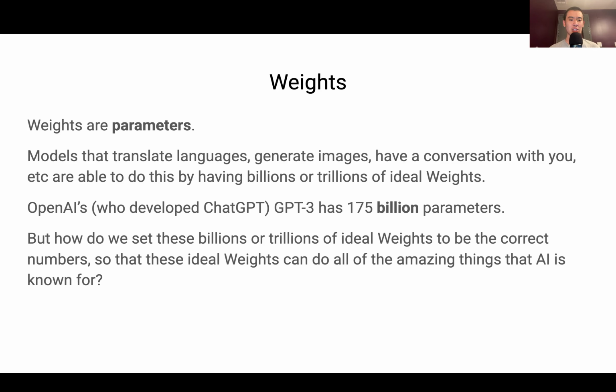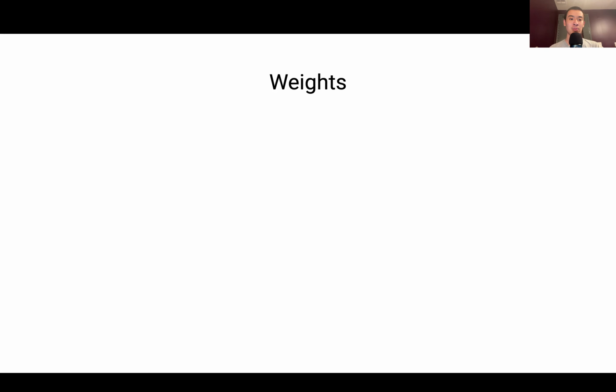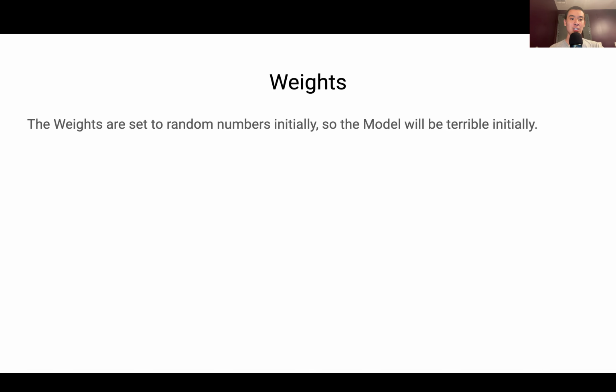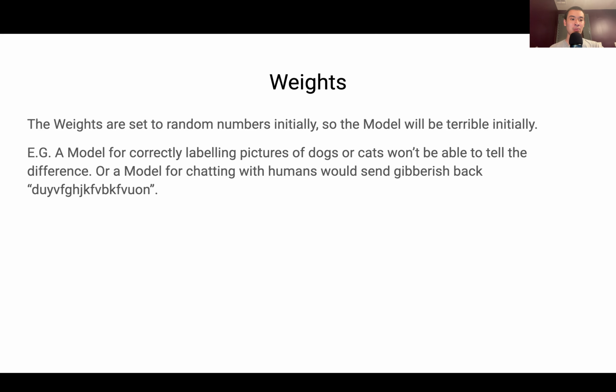But how do we set these billions or trillions of ideal weights to be the correct numbers so that they can do all of the amazing things that AI is known for? Well, first off, the weights are set to random numbers initially, so the model will be terrible initially. For example, a model for correctly labeling pictures of dogs or cats won't be able to tell the difference, or a model for chatting with humans would send gibberish back because it has really bad initial weights. They're just random numbers in the beginning.